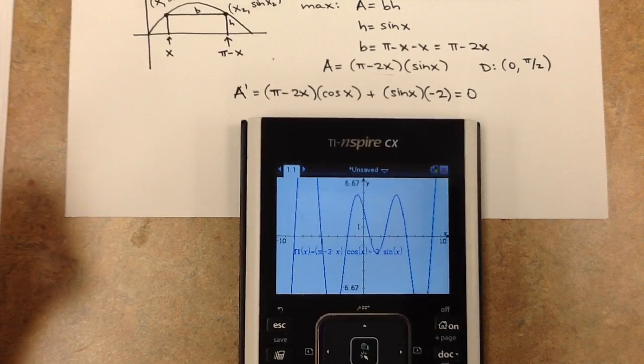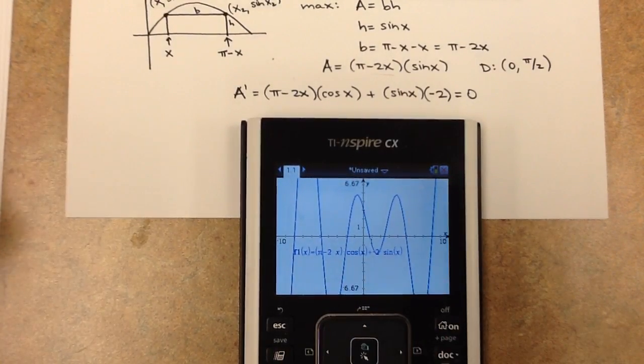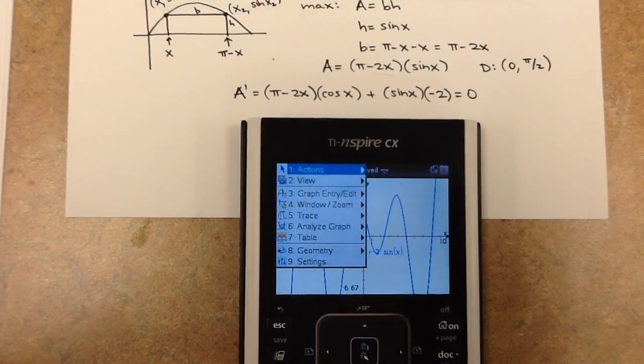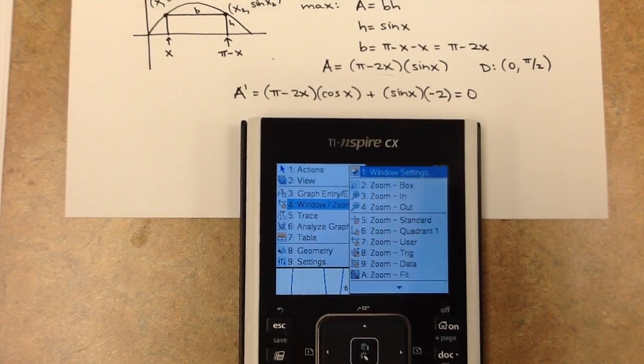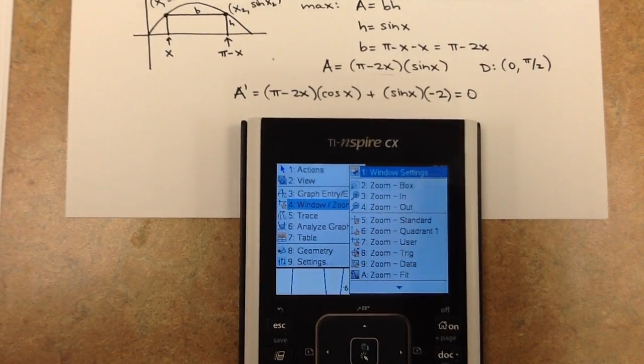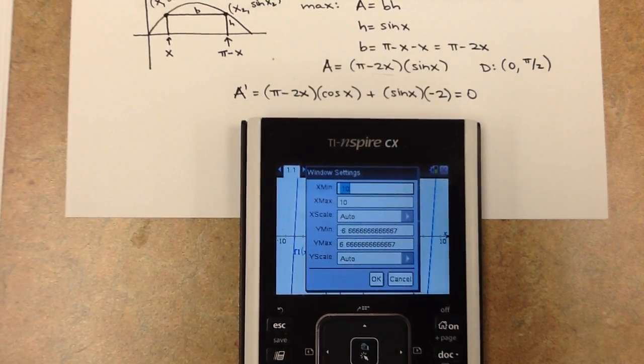I know where my restrictions lie. And so when I'm looking at this whole giant graph, I might as well restrict my domain. We've talked both with the Inspire and with the 84 how to restrict your domain down. On the Inspire, you hit the menu key, and then there's this whole window zoom menu. If you're on an 83 or an 84, the window zoom menu is just right in the top row of those gray buttons. So we change the window settings. I'm going to change them to 0 to pi over 2. And again, the pi button is down by the H. If you're on an 83 or an 84, the pi key is above the caret. Like if you look at multiplication, above that is division, above that is the caret key. You have to hit second and then the caret key to get pi.